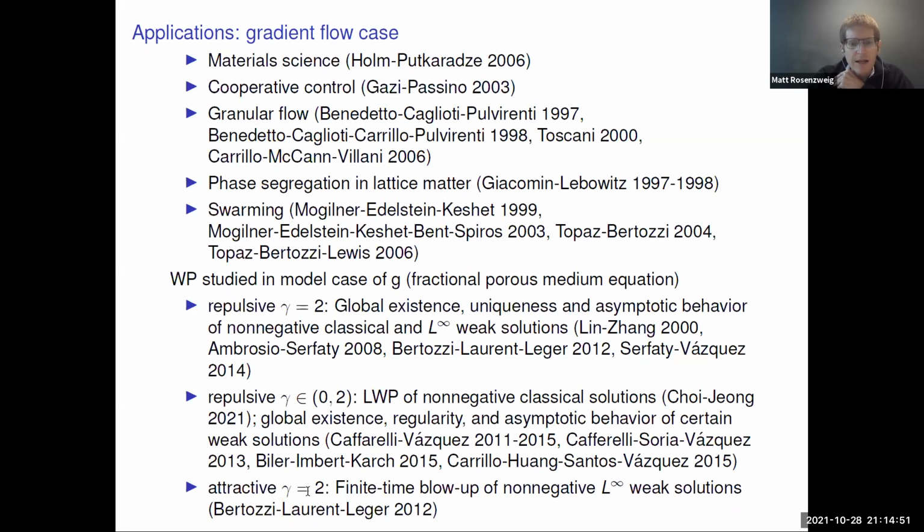In the attractive case, gamma equals 2, you have finite time blowup of non-negative L infinity weak solutions. I mentioned this result at the very beginning of the talk. You'll note that I kept saying non-negative here. In the gradient flow case, if you allow for mixed sign solutions, the repulsive and the attractive distinction doesn't matter anymore. So that's why I was insisting on this non-negativity.